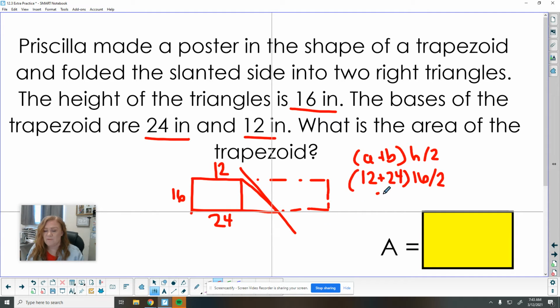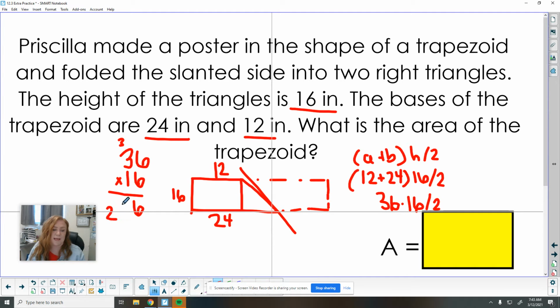So 12 plus 24 is 36. 36 times 16 divided by 2 is what we have left. So go ahead and do 36 times 16 and then come back when you are ready to check. So 6 times 6 is 36. There's 18, 19, 20, 21, and then a placeholder, and then we've got a 6 and a 3. So adding these up comes to 576.